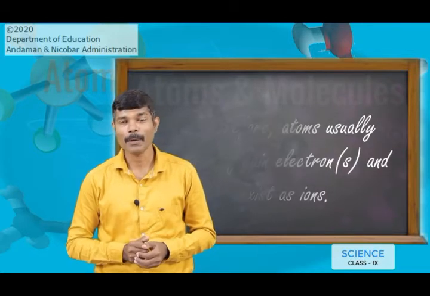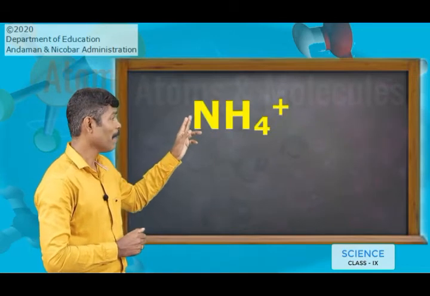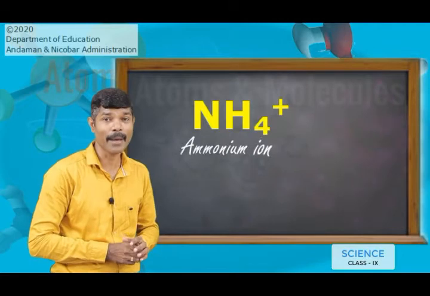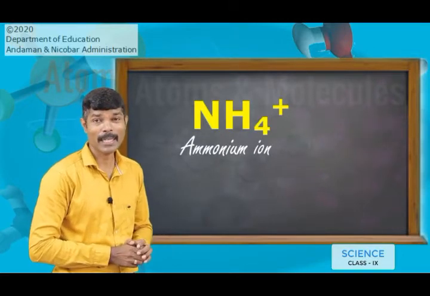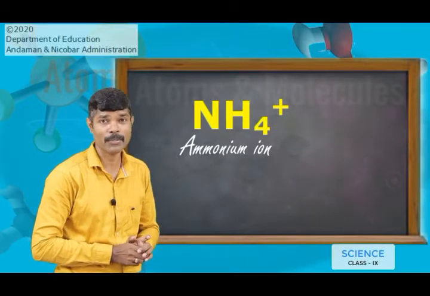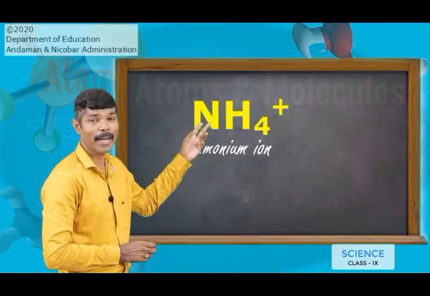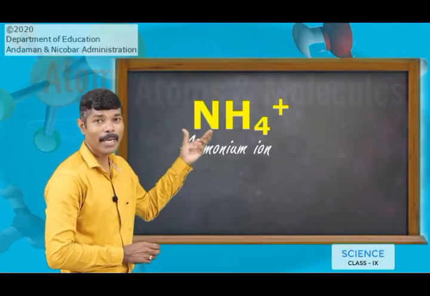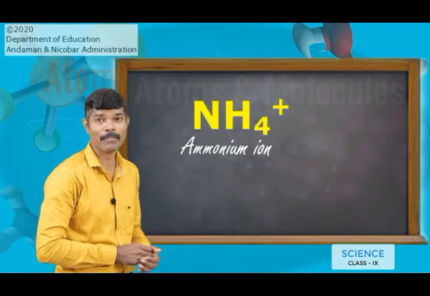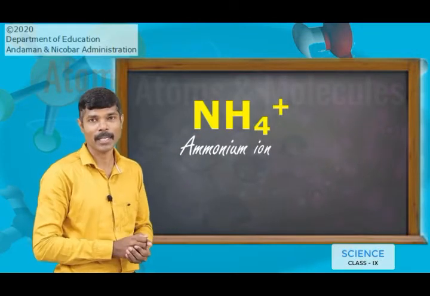Now we see about polyatomic ions. Dear children, see here, these are the ions. You can see here NH4 plus. We call it ammonium ion. In the earlier section we have seen that an atom loses or gains electrons and acquires a positive or negative charge. But here NH4 is no more an atom, it is a molecule. As a whole, 1 atom of nitrogen and 4 atoms of hydrogen are there, and as a whole it has 1 positive charge.